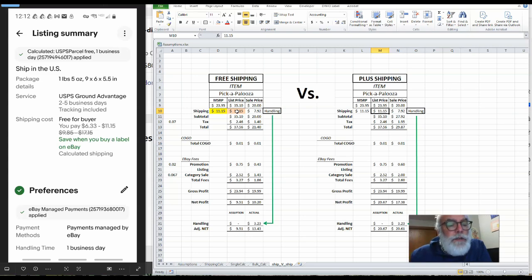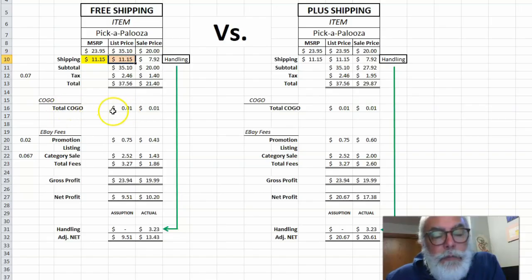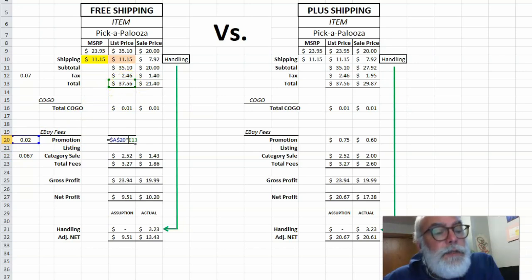Now, where it gets interesting is when the actual amount shows up. So in this case, let's just walk it down. I have my cost of goods. It cost me a penny. I have zero cost associated with this, so I just put a penny in there. Now, my promoted listing is going to be 2% on the $37.56.